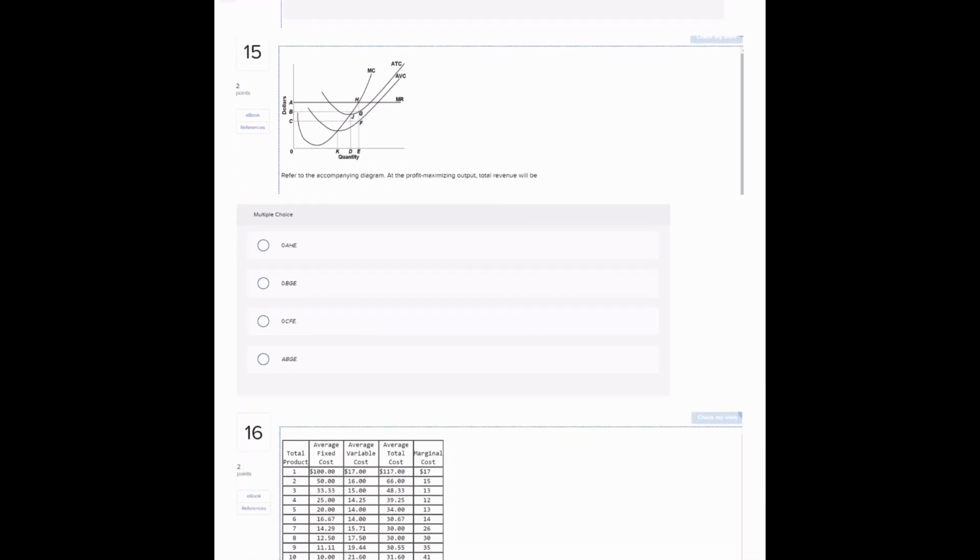Number 15, refer to the diagram above. This is the diagram of a perfectly competitive firm. At the profit maximizing output, which is MR equal to MC, total revenue will be what? We're going to find that on the graph, MR equals MC, and total revenue is basically price, which is indicated by the marginal revenue curve, times the quantity. So we've got this rectangle here that would be all of the total revenue. So our answer then becomes what you can see here graphically, and that is HE0A.